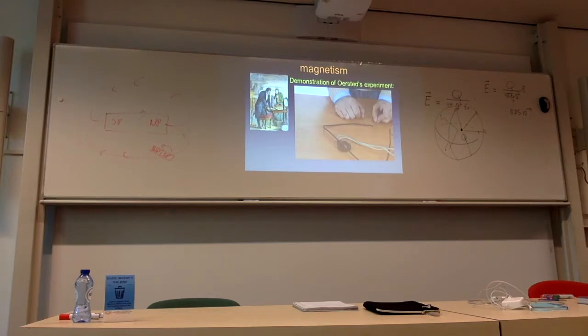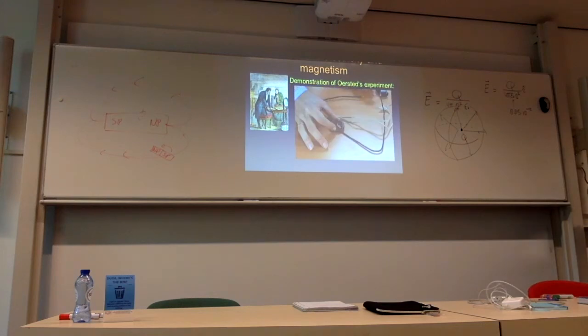Yes? If the current is somehow oscillating, like alternating current, AC instead of DC, then would the magnet also switch? Yes. In fact, the equation for the magnetic field I removed already, but there was a v in there. And if you switch the sign of v because the current goes the other way, then the force is the other way. So in principle, yes, the needle of the magnet would switch.